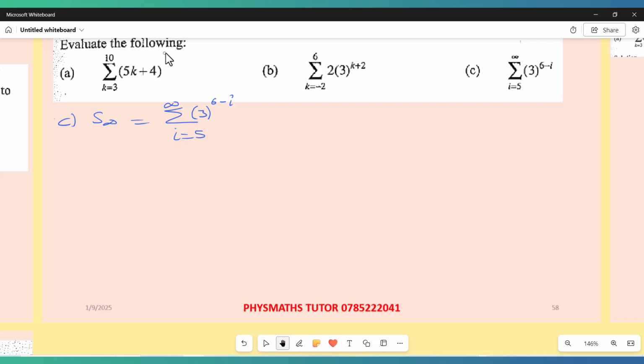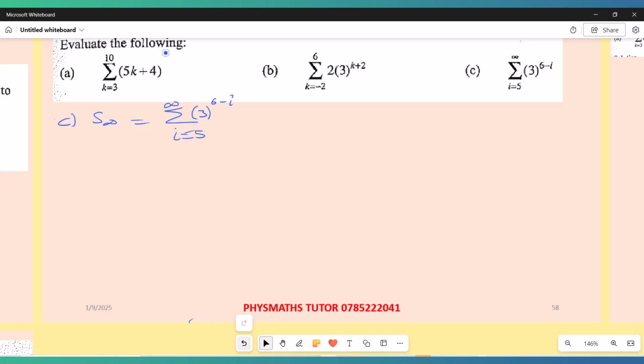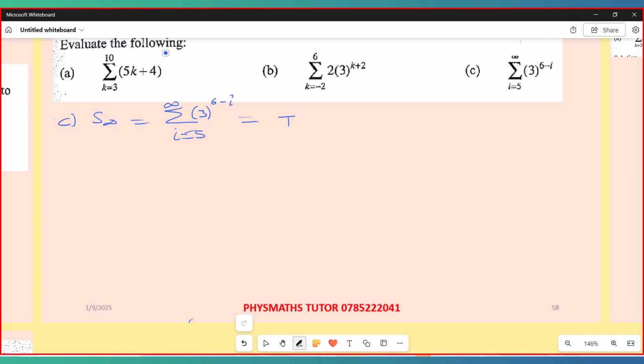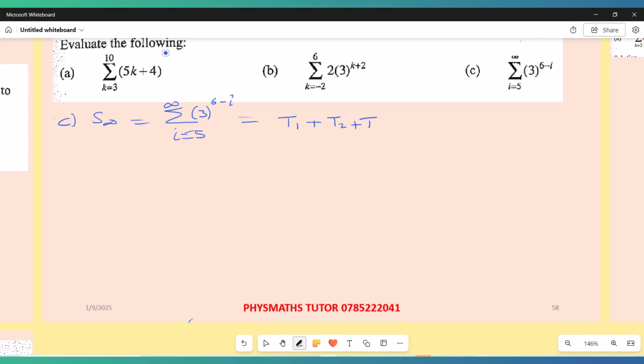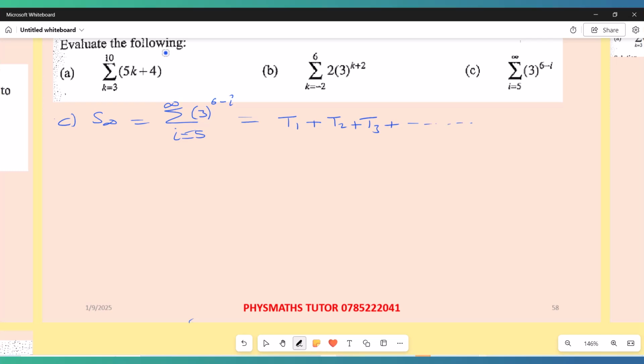Now, if you check what we have here, this one means sum to infinity, ne? So we're going to substitute now and see what happens. We're going to say our term T1 plus T2 plus T3, and so on, because it goes up to infinity, ne?